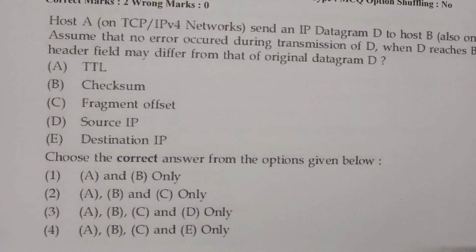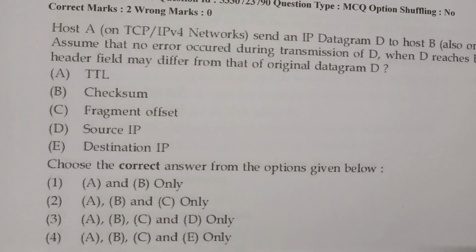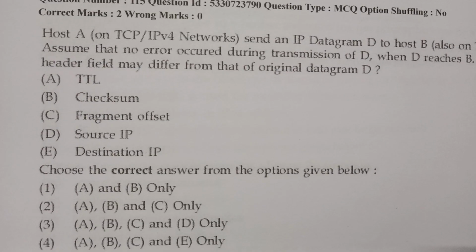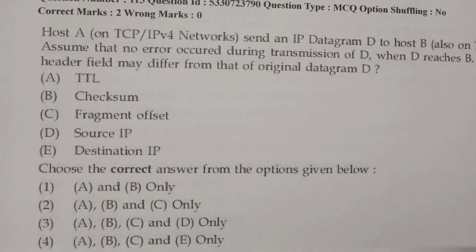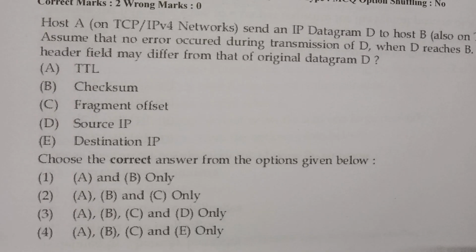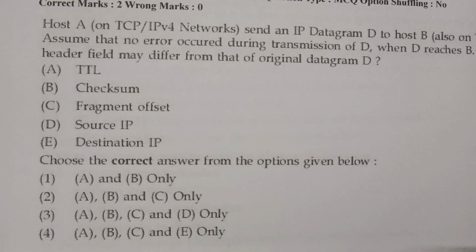Question number 115. Host A on a TCP/IPv4 network sends an IP datagram D to host B, also on a TCP/IPv4 network. Assume that no error occurred during transmission of D. When D reaches B, which of the following header fields may differ from that of the original datagram D? So here the options given are TTL, checksum, fragment offset, source IP and destination IP.